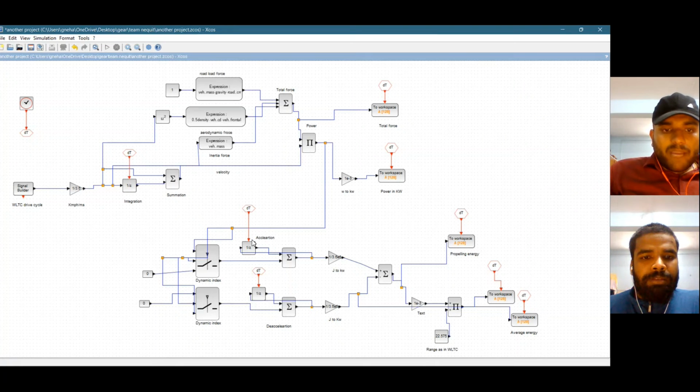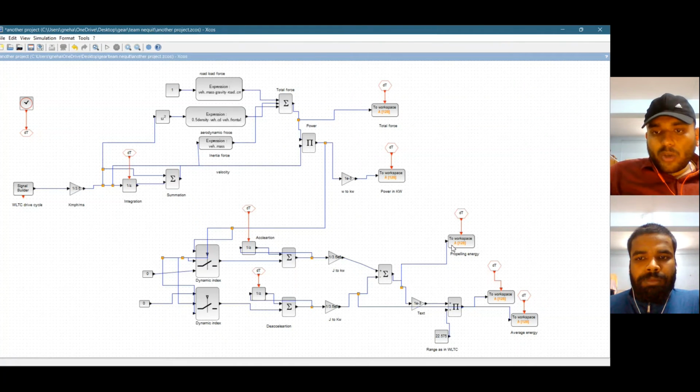So based on the dynamic index, where the value is greater than the threshold, we treat it as acceleration, and where it is less than the threshold, we treat it as deceleration. Doing the integration, we get the displacement, and multiplying with the power, we get the energy. From there, we convert joules to kilowatt-hours and sum up, and we get the total propelling energy, taking the contribution of the acceleration.